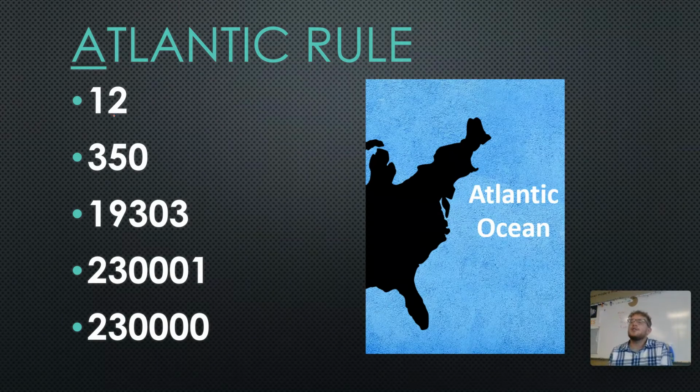Atlantic rule. Why are we using the Atlantic rule with all these? Well, because the decimal point is absent in all of these numbers. If you look, there's no decimal point in 12 or 350, okay, or all those. So whenever there's not a decimal point, we're coming from the right side of the number. The right side.